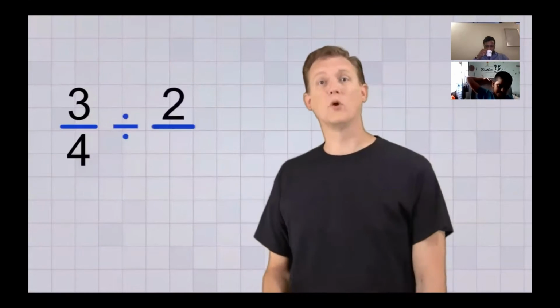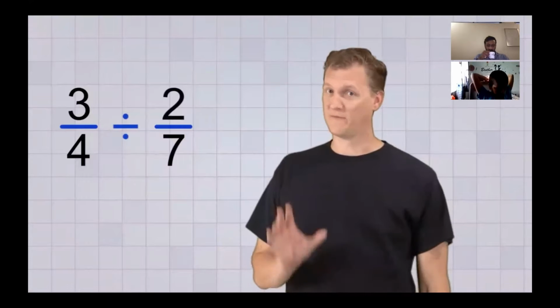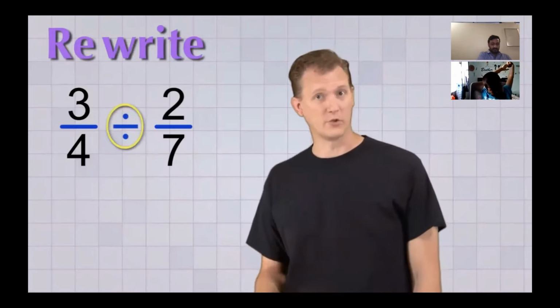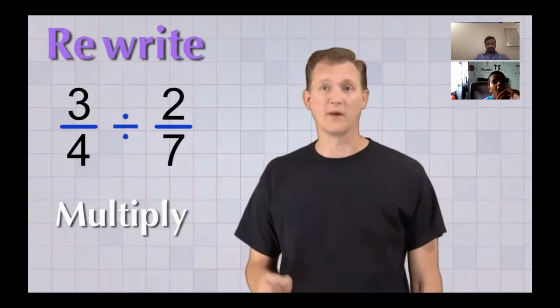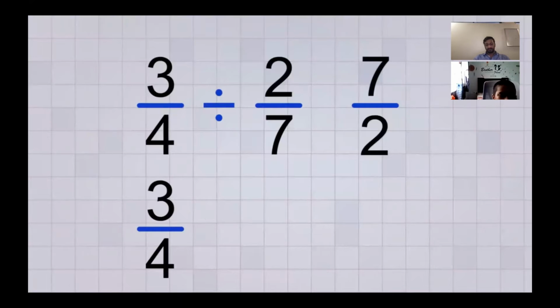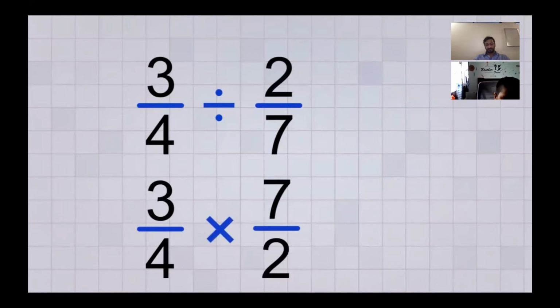Let's try this problem: 3 over 4 divided by 2 over 7. The first thing we want to do is rewrite our problem. Instead of dividing by 2 over 7, we can multiply by the reciprocal instead. The reciprocal of 2 over 7 is 7 over 2. So our problem becomes 3 over 4 times 7 over 2.